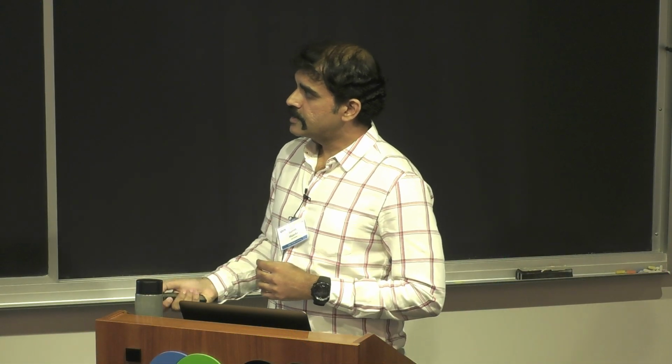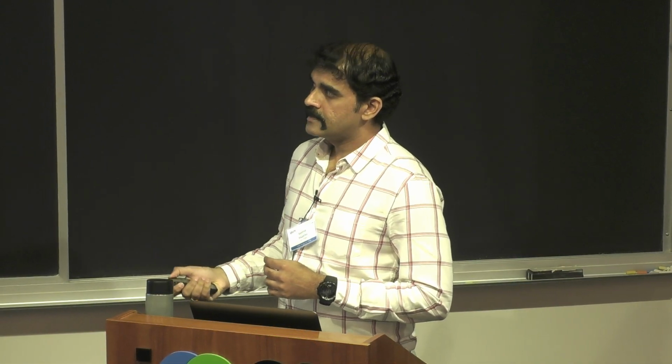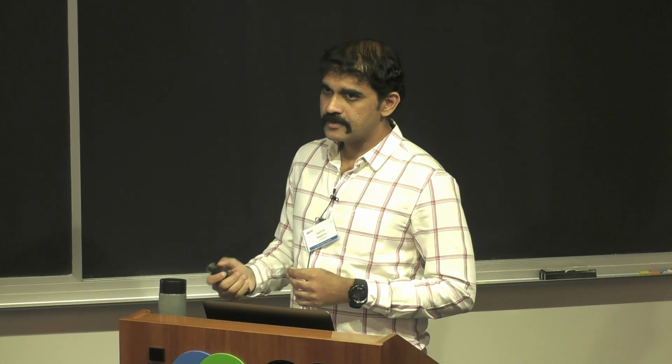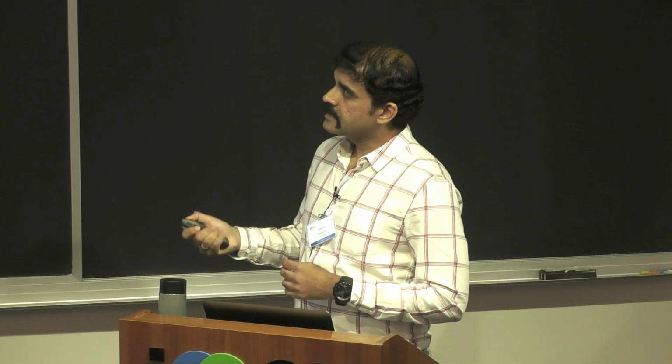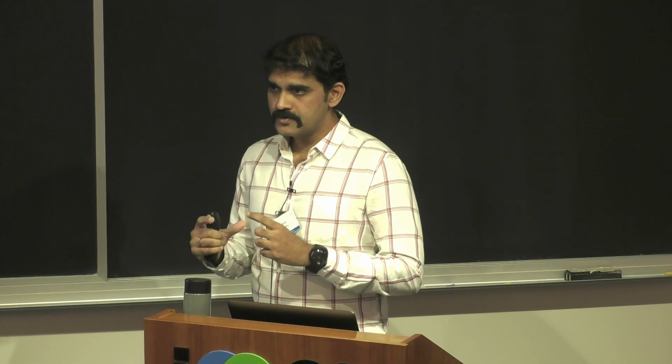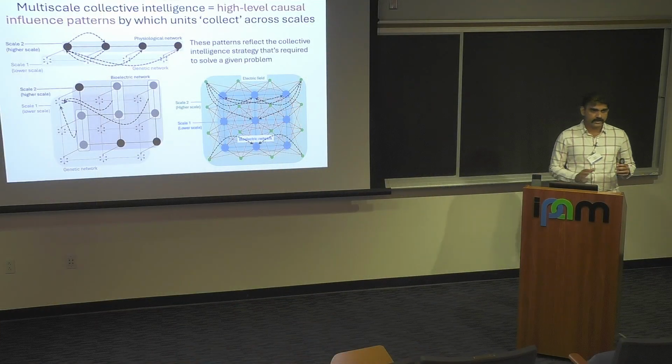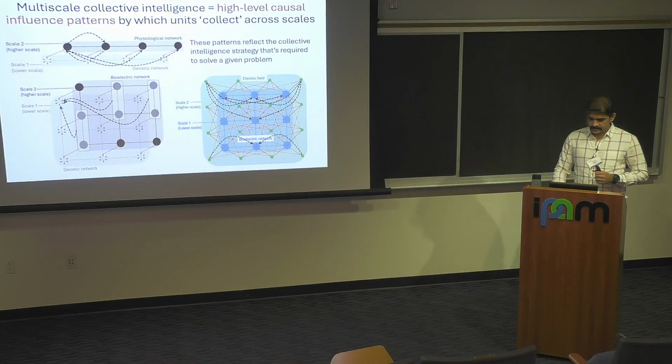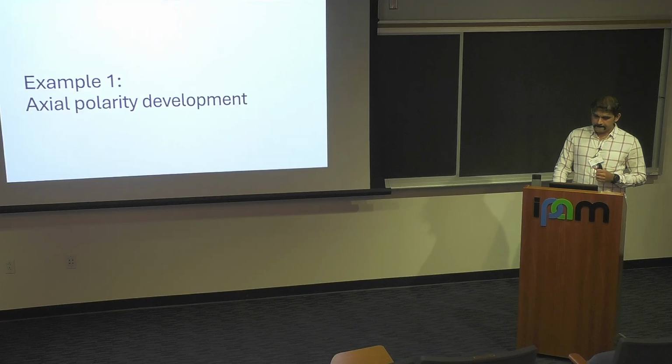So all of these 3 models attack very different problems in developmental biology, but by using this high-level causal influence network strategy characterization, we can characterize collective intelligence or behavior in these 3 systems. We can look at all this through a common lens. So that's the kind of broad idea that I'll be trying to drive home. So let me dive into the first example.